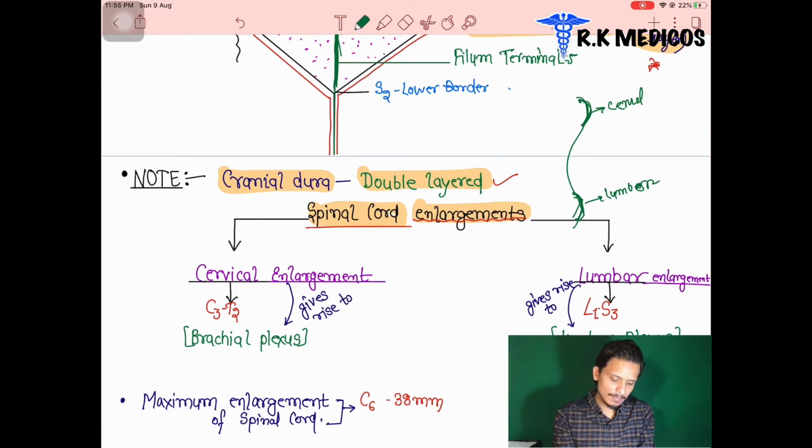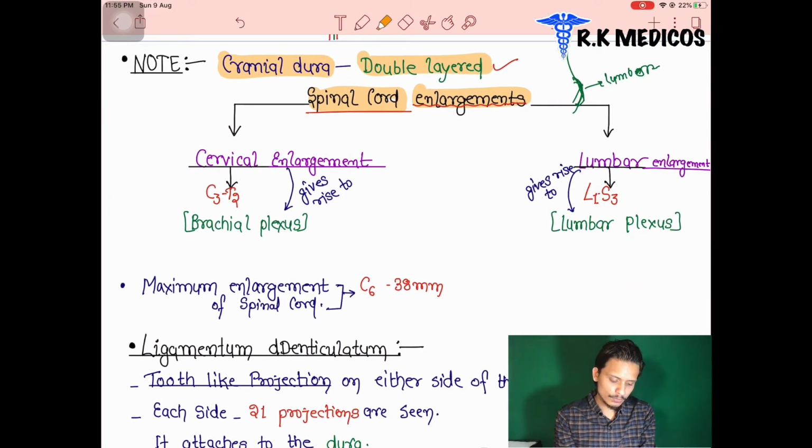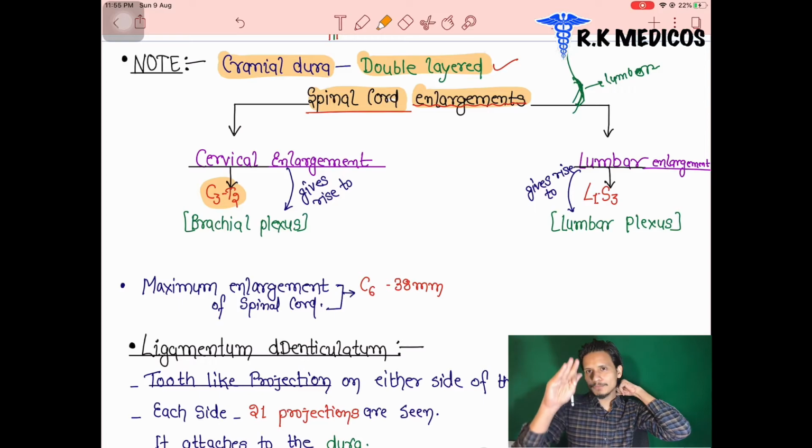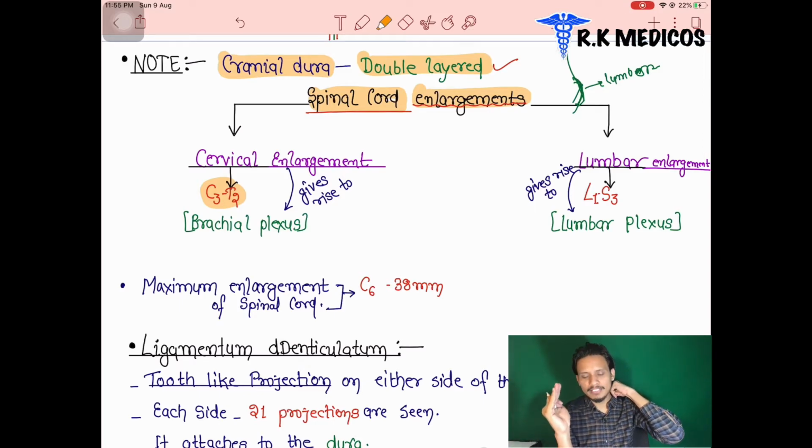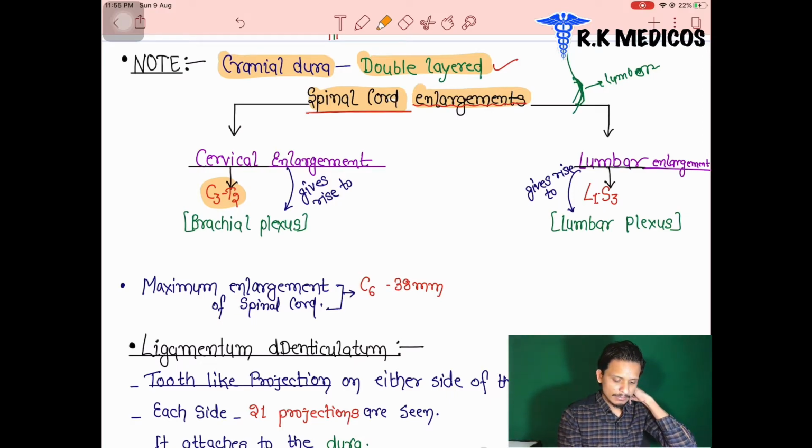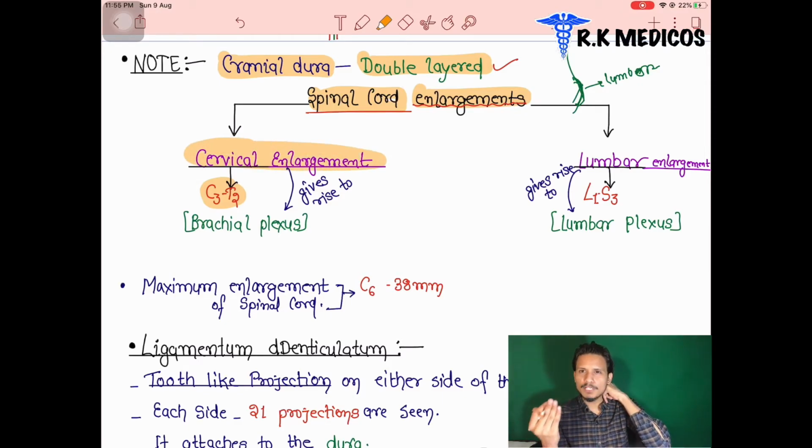The cervical enlargement is basically at the C3 to T2 level. It means from cervical C3 to the T2 level of the thoracic vertebrae. The spinal cord is moving in this way, and they are bulging outside. That is called the cervical enlargement. And this enlargement of the spinal cord is giving rise to a group of electric wires, a group of nerves, that is called the brachial plexus basically.